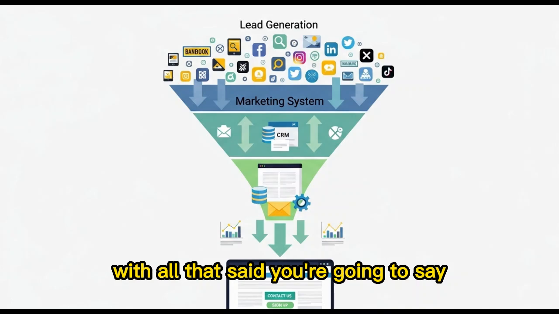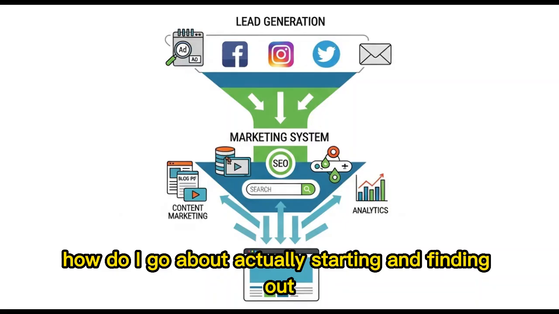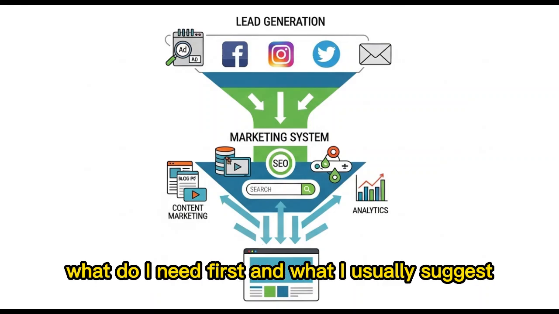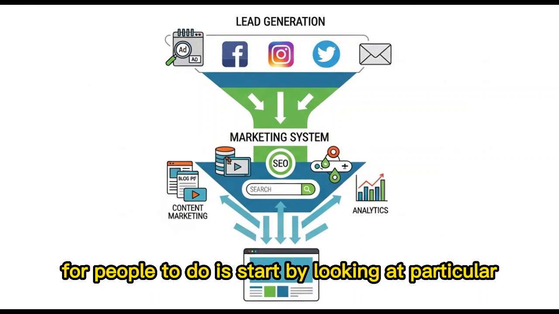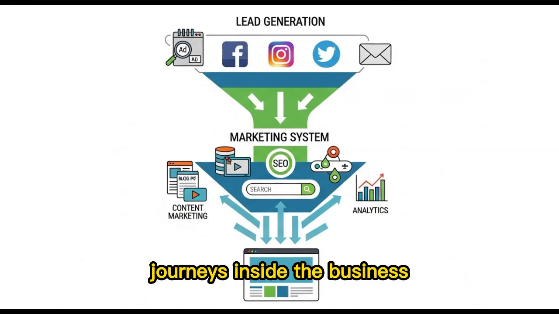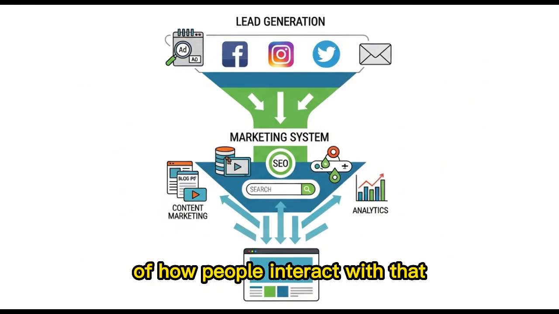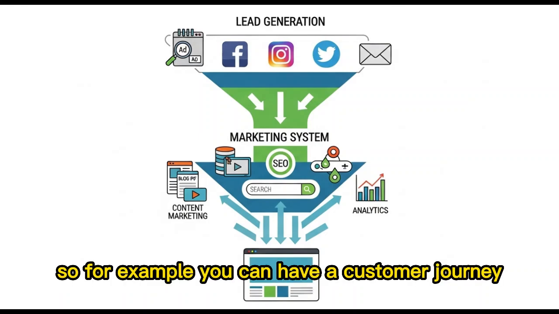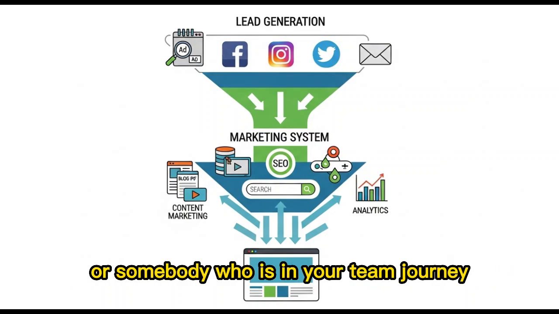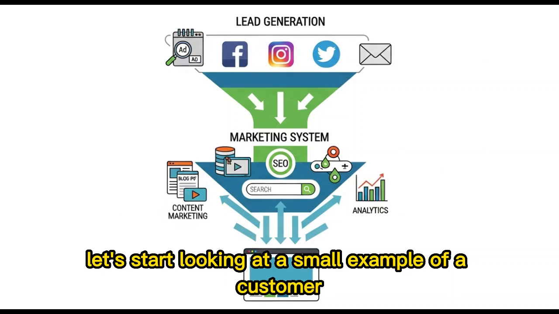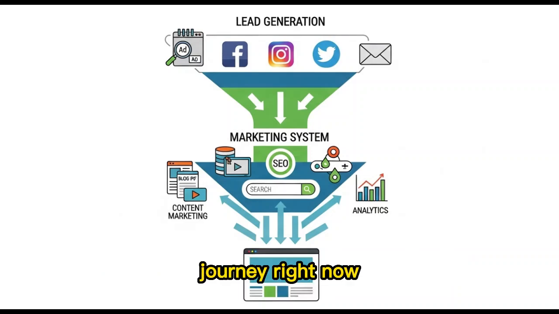With all that said, you're going to say, great, Tama, okay, so how do I go about actually starting and finding out what I need first? And what I usually suggest for people to do is start by looking at particular journeys inside the business of how people interact with that. So for example, you can have a customer journey or somebody who is in your team journey. So let's start looking at a small example of a customer journey right now.